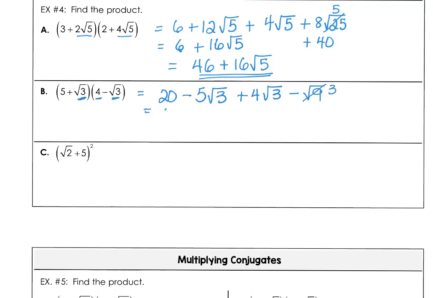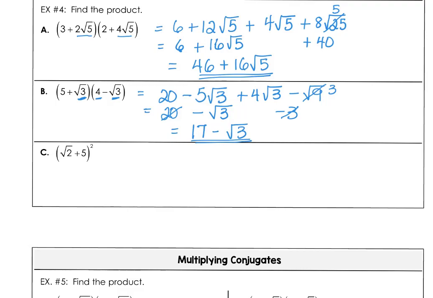So simplifying, we have 20 minus 3. So that's going to give us 17. And here we have negative 5 radical 3 and positive 4 radical 3. So that would give us negative 1 radical 3. Combining these two terms is 17. So our final answer is 17 minus the square root of 3.